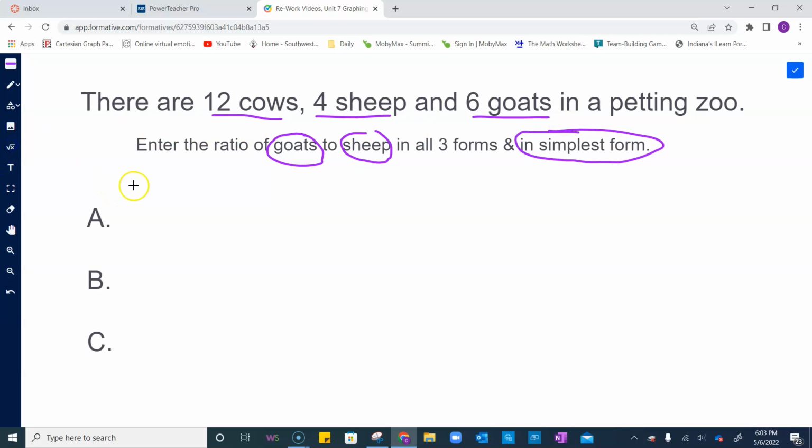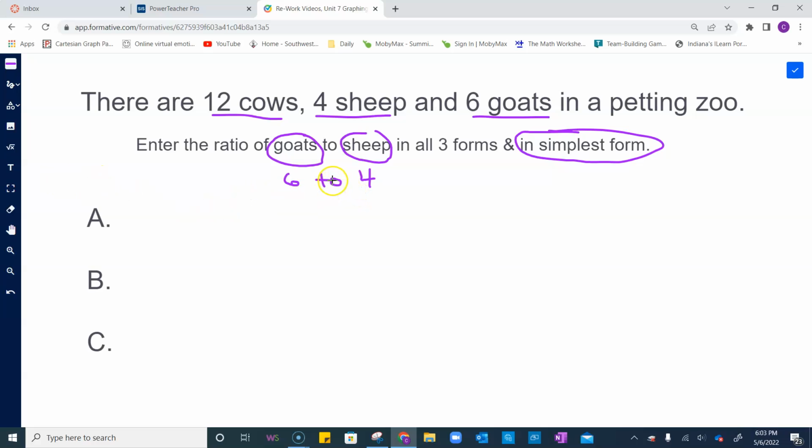All right, so the first thing we need to know is that a ratio is a comparison of 2 different things, or a comparison of two things. So what we're comparing here are goats to sheep. So when you look at the reading, it tells you there are 6 goats to every 4 sheep. So those are the 2 values we're comparing.